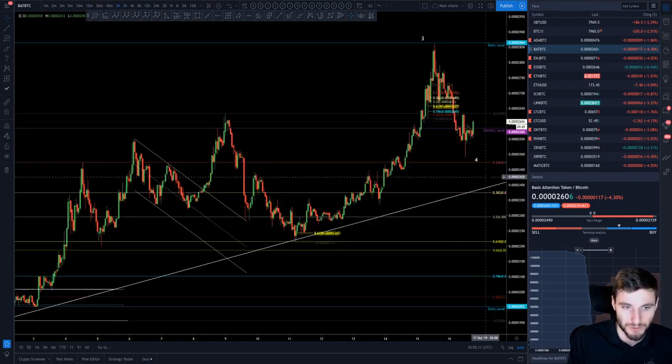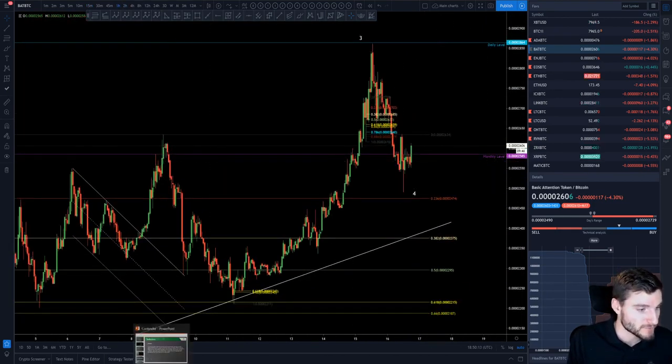Basic attention token, I would still look for longs, to be honest. Although I'm not in a position literally right now, I definitely would look for a long.